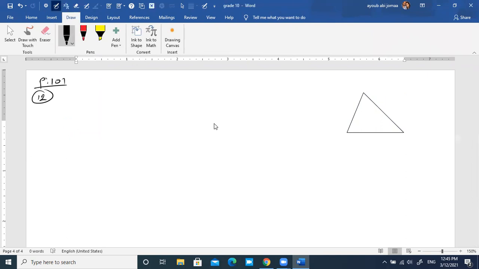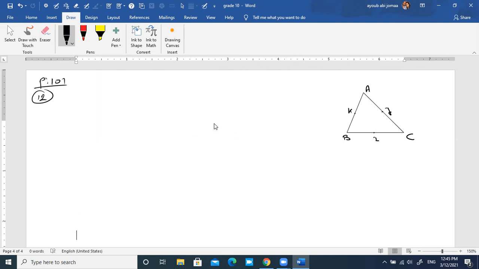Triangle A, B, and C. I is the midpoint of BC. Here is point I. J is the midpoint of AC. And K is the midpoint of AC.